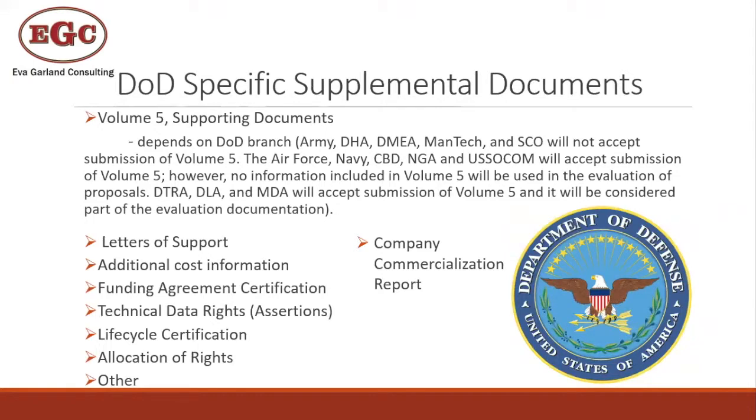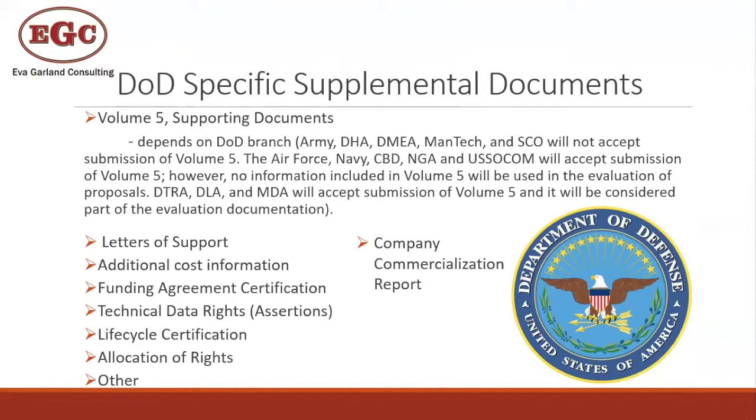SBIR STTR applications for the Department of Defense can include what is called Volume 5, containing all supporting documents. Now, importantly, the content and requirements for Volume 5 depend on the DoD branch. As you can see here, there are a number of branches that do not accept Volume 5, some that will accept it but do not use it for evaluation of proposals, and others that will consider the contents when evaluating a proposal. Volume 5 includes letters of support, additional cost information, a funding agreement certification, technical data rights assertion, life cycle certification, and allocation of rights.